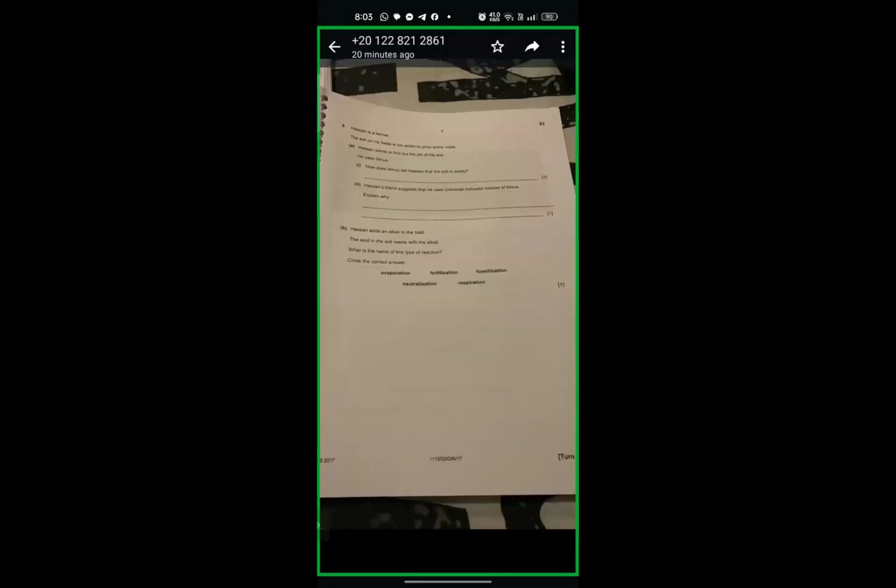Yes, the soil on his fields is too acidic to grow some crops. So Hassan wants to find out the pH of the soil. He uses litmus. You know the litmus paper, of course, yes or no? Yeah.